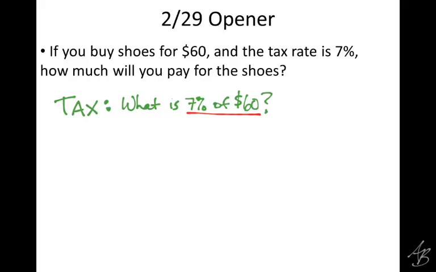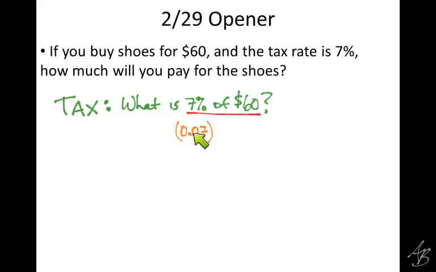What we're going to do here, rather than multiplying 7 times 60, we want to remember this is a percent. And percent means what? Out of 100. So what we're going to do is change this percent to a decimal. Rather than multiplying by 7, we're going to multiply by 0.07. Where does that 0.07 come from?